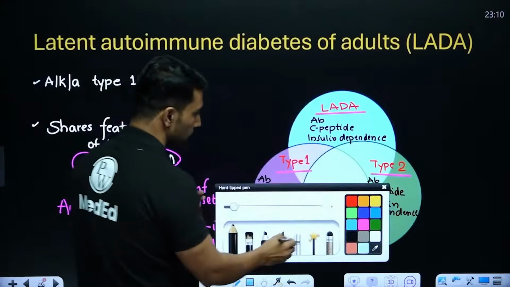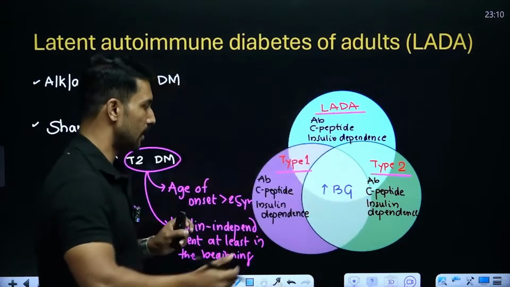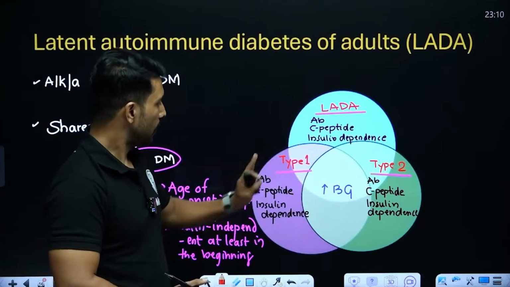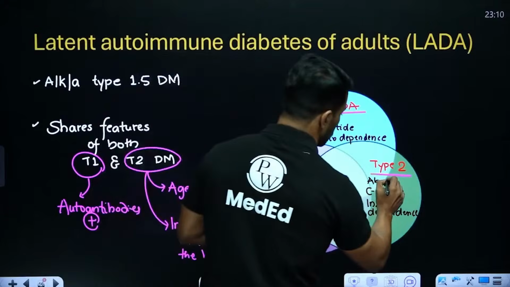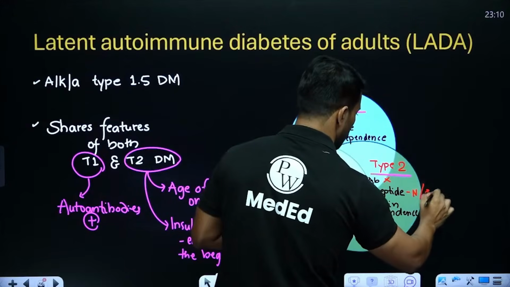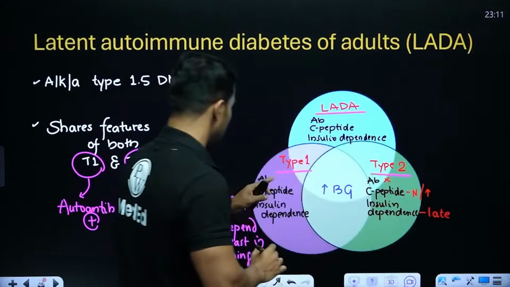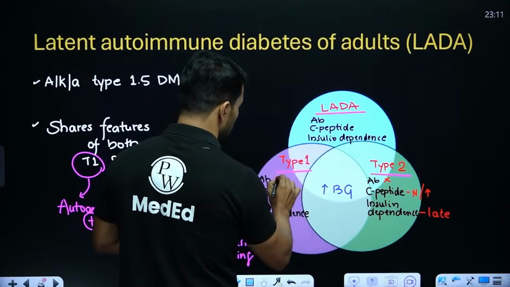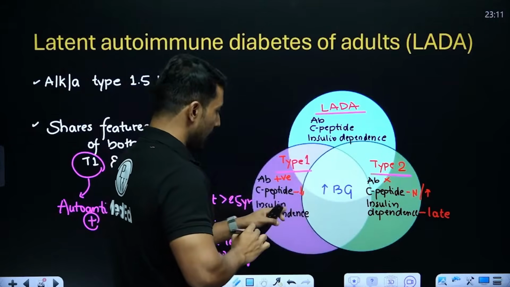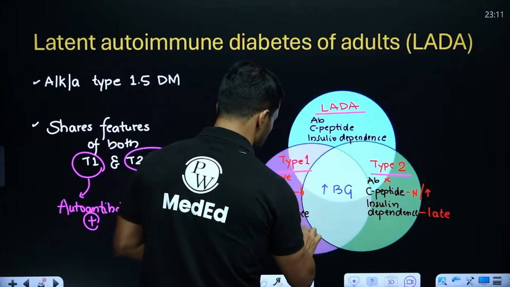So if I have to graphically represent the shared features of type 1, type 2 and LADA, in all three, blood glucose levels will be high. There will be hyperglycemia. But in case of type 2, antibodies will be negative, C-peptide will be normal or high, and insulin deficiency will be a late manifestation. In case of type 1, antibodies will be positive, C-peptide level will be low or undetectable, and insulin dependence is from the beginning itself.